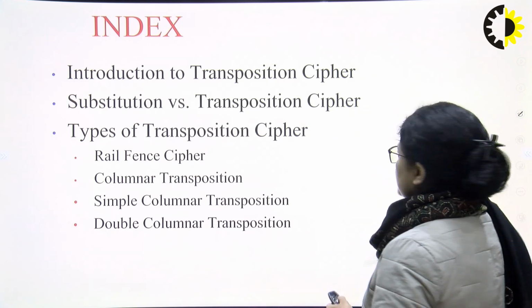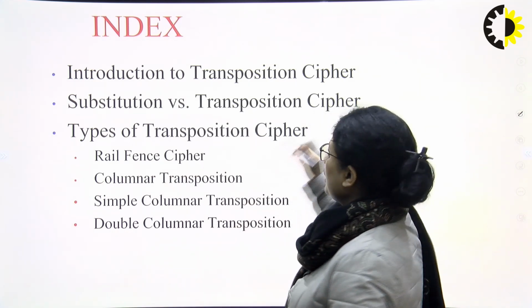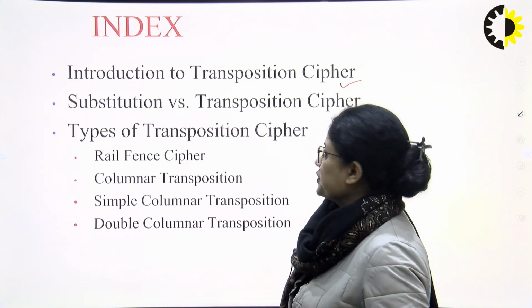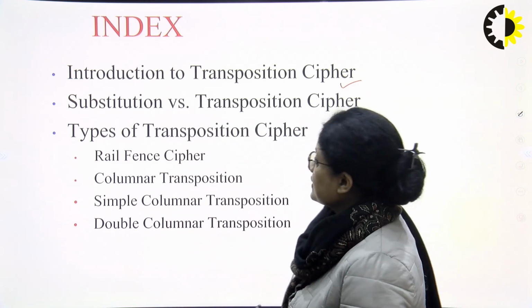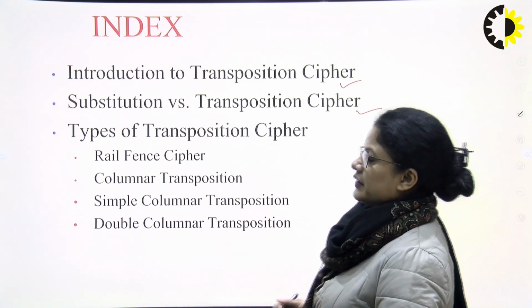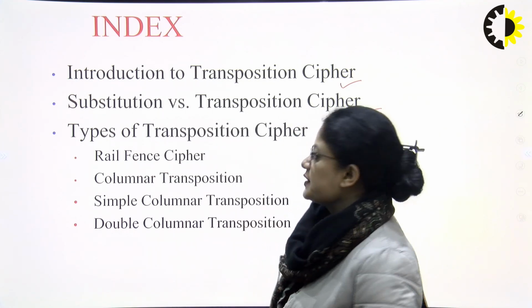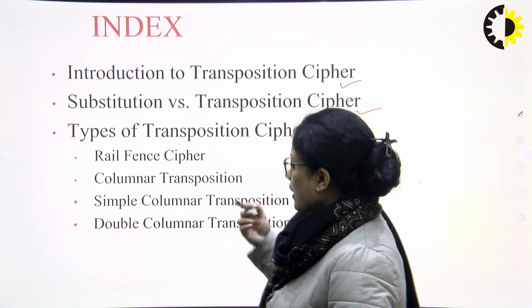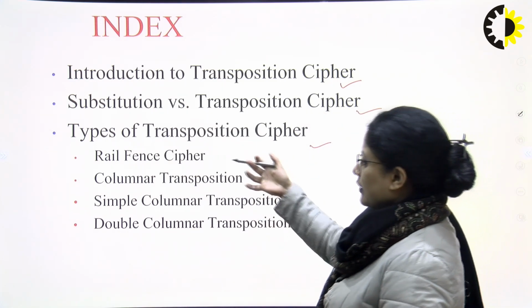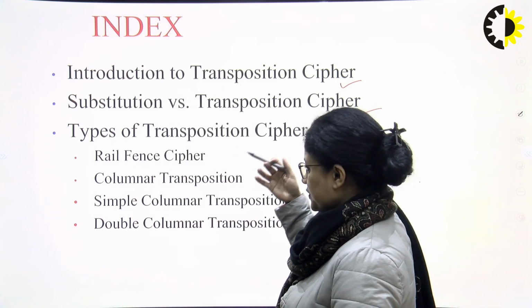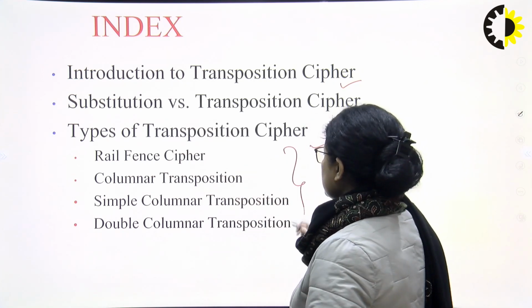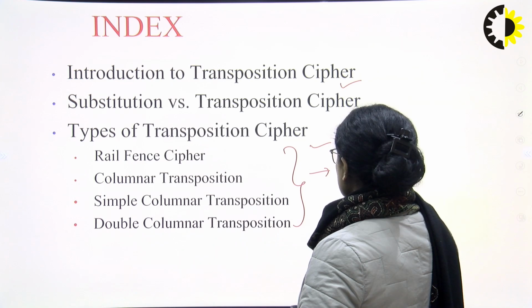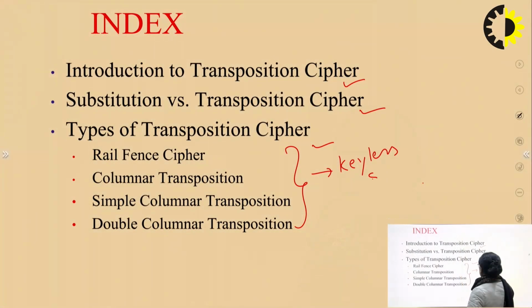To start with, let us first talk about the topics I'll be covering. I'll first give a brief introduction to transposition cipher, what exactly it is. Then I'll differentiate transposition cipher from the other kind of cipher, which we call substitution cipher. Then we'll talk about the types of transposition cipher: rail fence, columnar transposition cipher, simple, double, and so on. All of these ciphers come under two categories: one is keyless cipher, and the other is keyed cipher. We'll talk about this subsequently in the other slides.